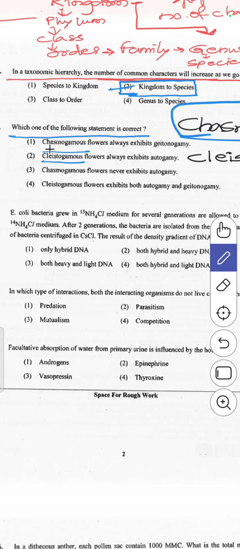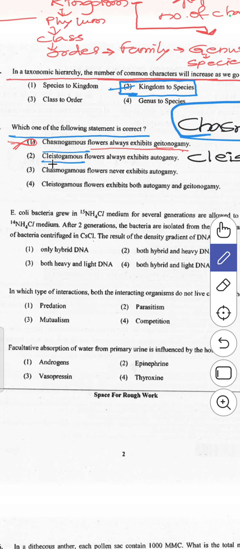So first one, they have given chasmogamous flower always exhibit geitonogamy. This chasmogamous flower will be open. It can undergo autogamy, it can undergo geitonogamy, or it can undergo xenogamy. So there are three different possibilities observed in these chasmogamous, but they have given only one. So this one will be considered as wrong here.